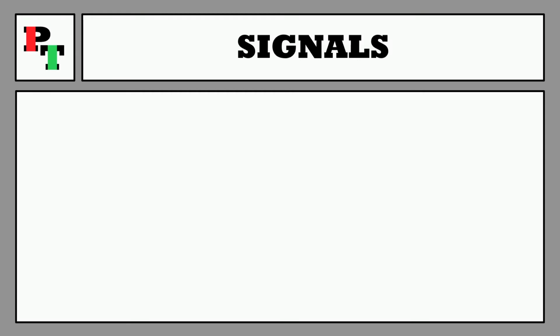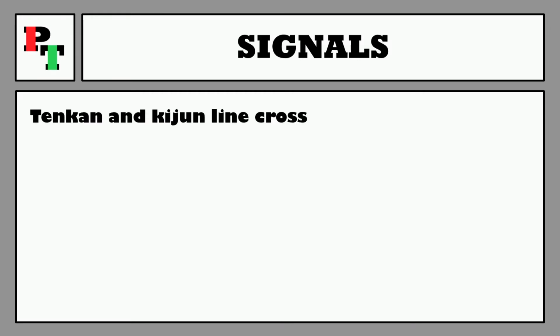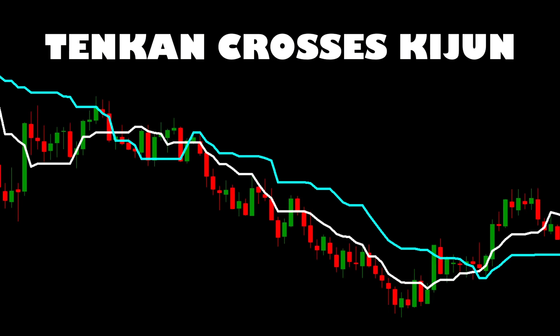First, we've got the TENKAN-SEN crossing the KIJUN-SEN. That's our faster 9-period conversion line crossing over the slower 26-period baseline. Here's a couple examples of that. Where our white TENKAN-SEN line crosses above the aqua Kijun, we would enter buy trades at these points.